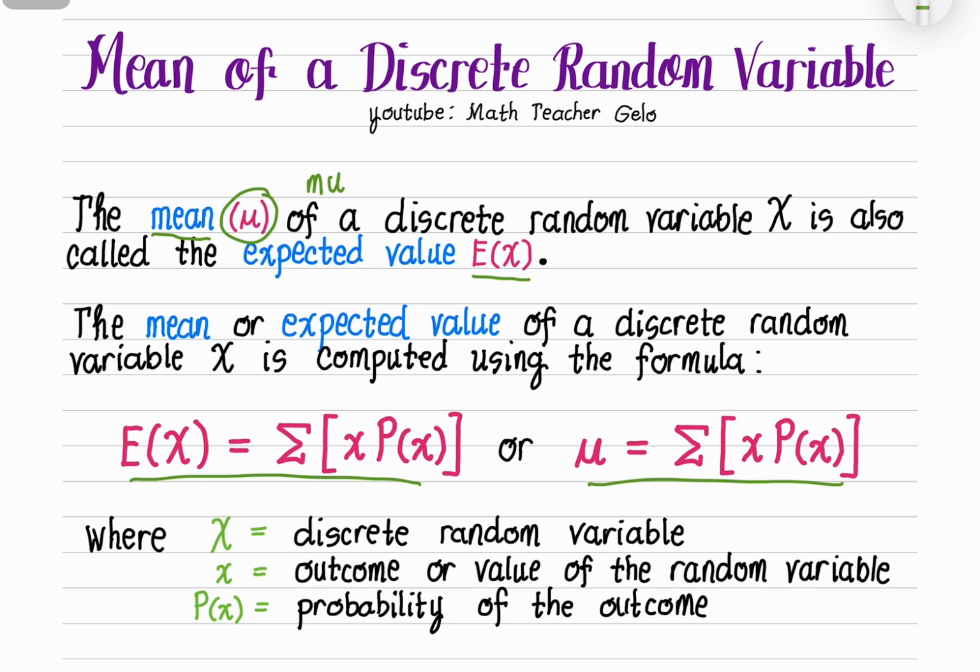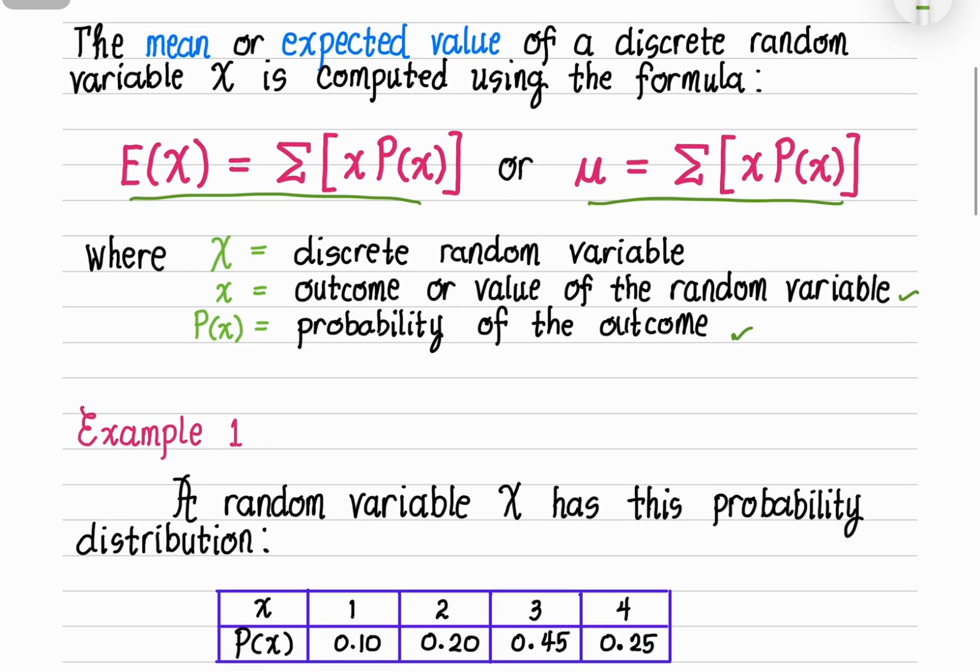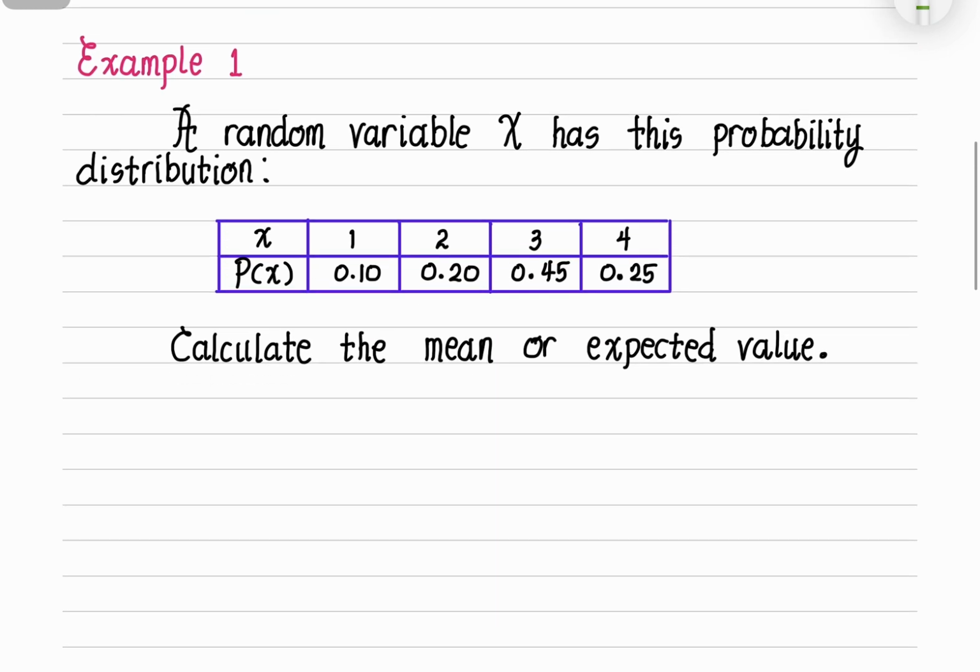Okay? So, where x is the discrete random variable, yung capital X, and then another x is the outcome or value of the random variable. And of course, we have the p of x, or the probability of the outcome. Okay. So now, let's answer the following examples.